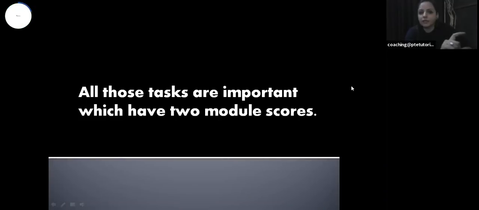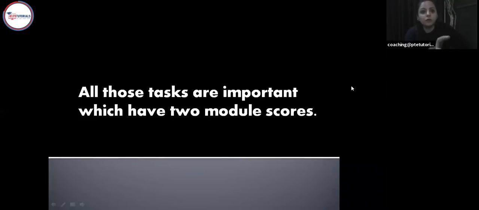So if speaking is there, and as this is an online paper, you will be getting the score from reading also, plus you will be getting the score for listening also. And definitely all those tasks which have 2 module scores are the most important tasks. Always keep this in mind whenever you start your practice.